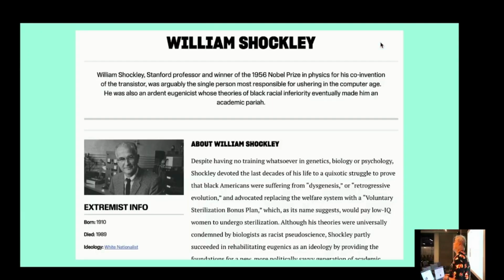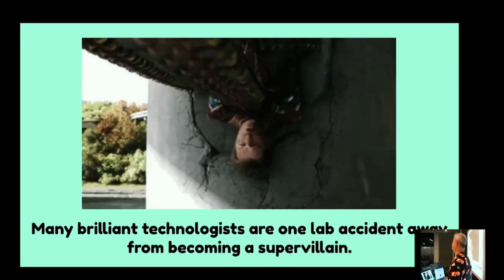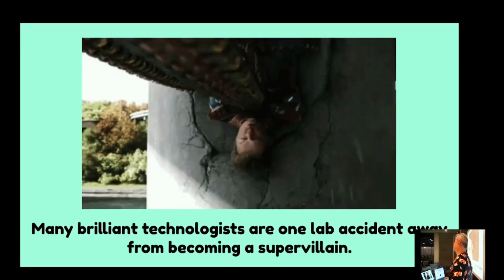Shockley went on to become a hardcore racist and got into eugenics. He's just downright terrible. So this is his page on the Southern Poverty Law Center. But it is a reminder that many brilliant technologists are one lab away from becoming a supervillain. I'm looking at you, Elon Musk.